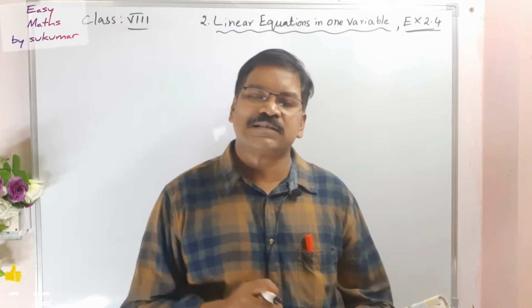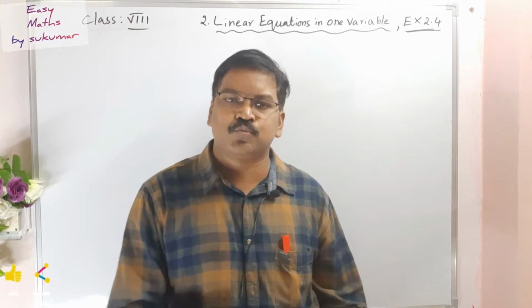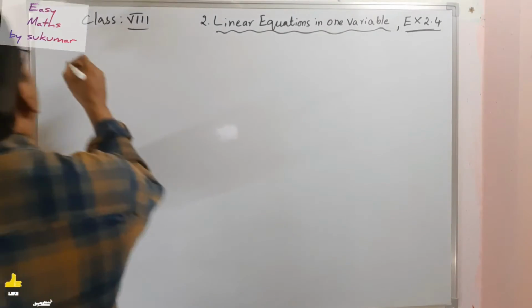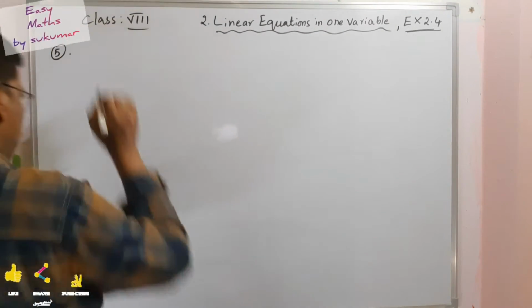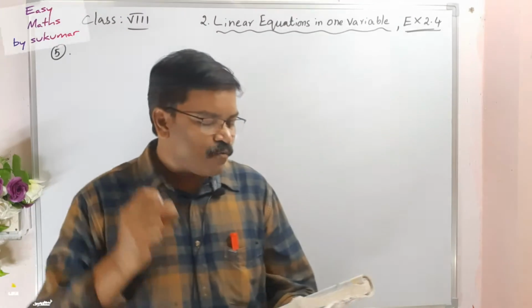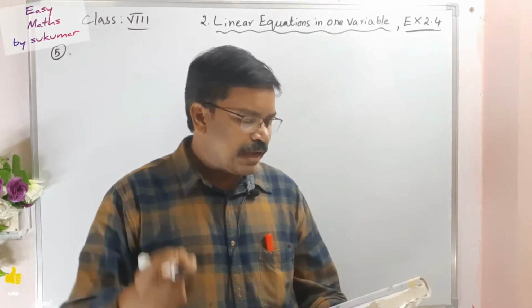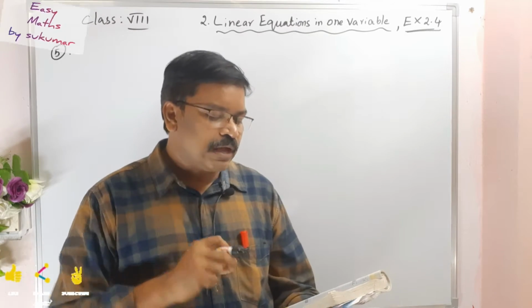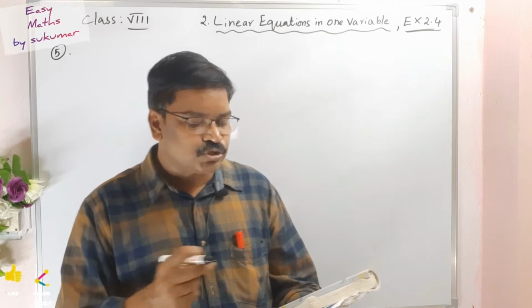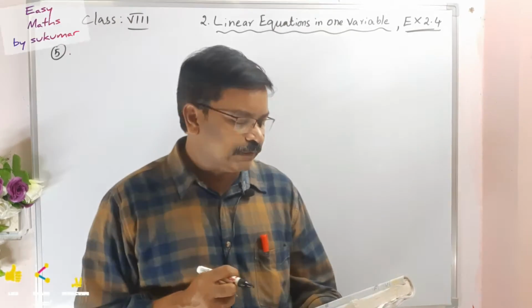See, my dear students, in the last class we have solved the first four sums in exercise 2.4. Now we are going to solve the fifth question in this exercise 2.4. The question is: when I triple a certain number and add 2, I get the same answer as I do when I subtract this number from 50. Find the number.